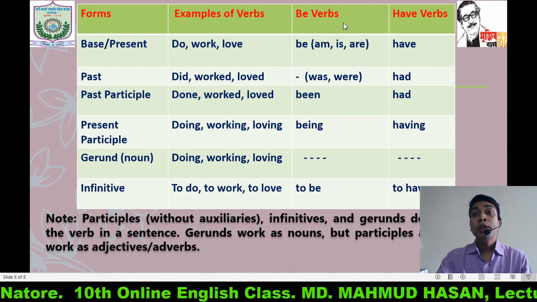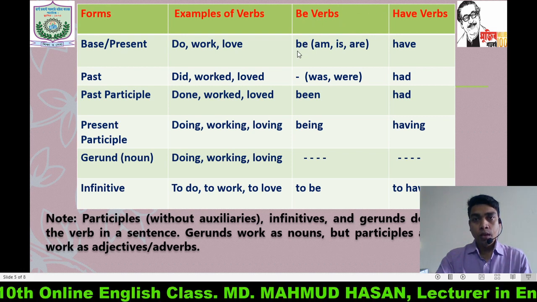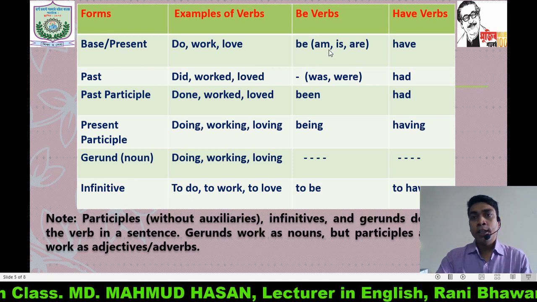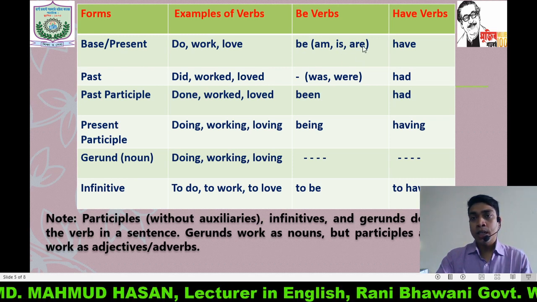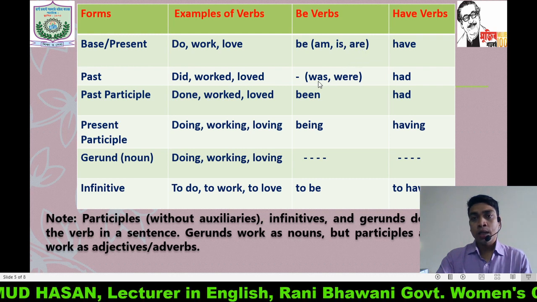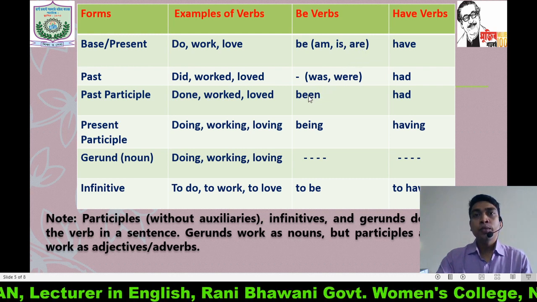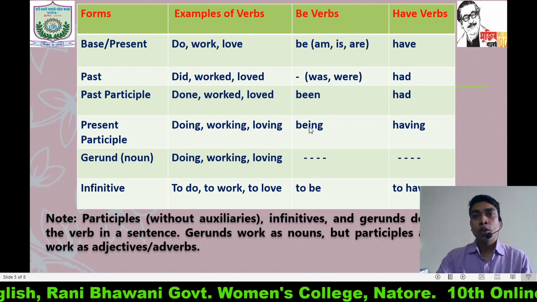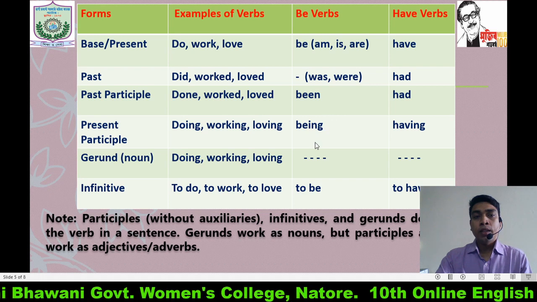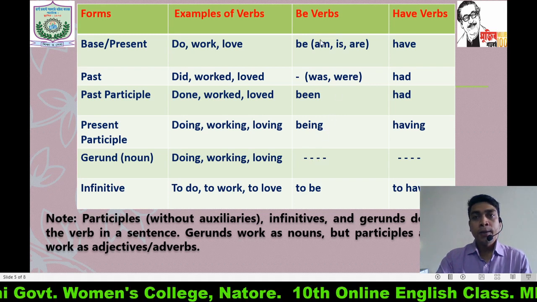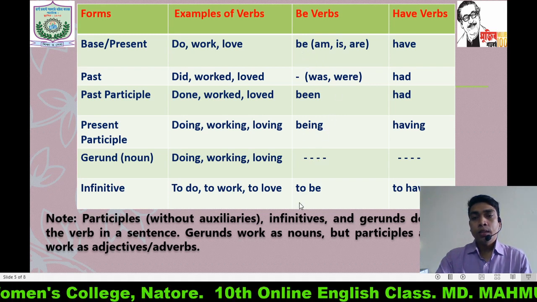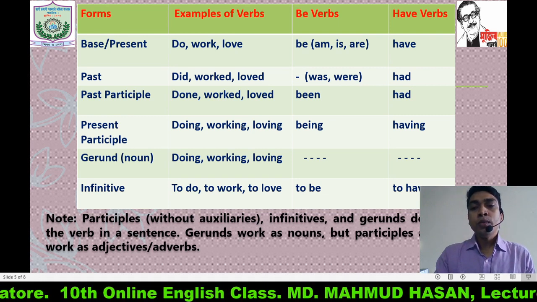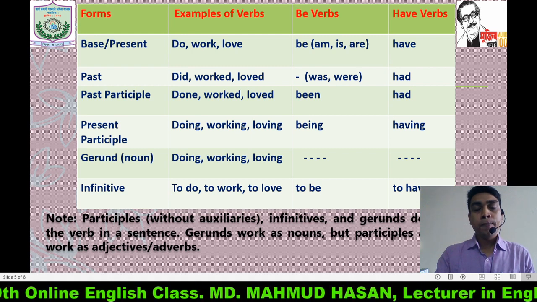In respect of be verbs, present form, we will see am, is, are. Past forms are was, were. Past participle form is been. Present participle form is being. There is no gerundial form of be, and in case of infinitive form, we will write to be.